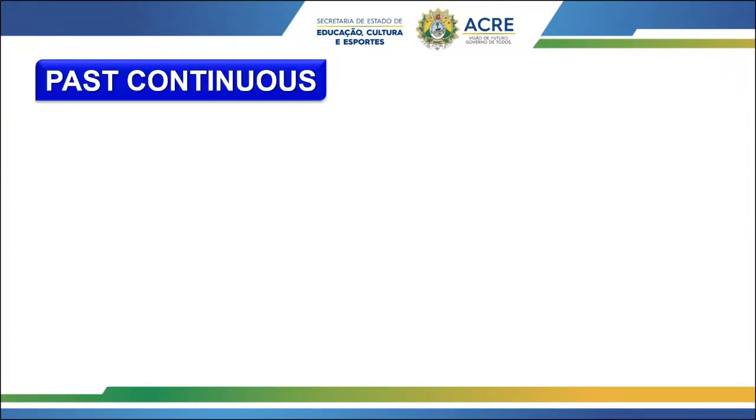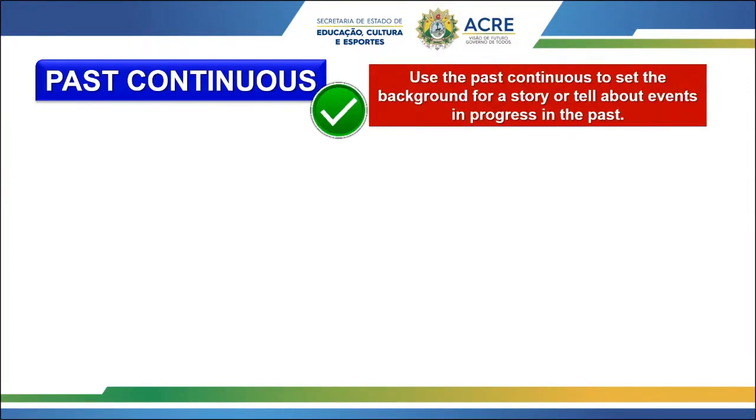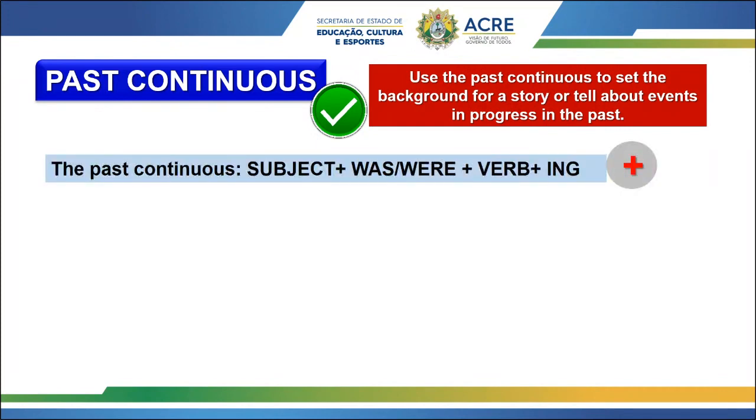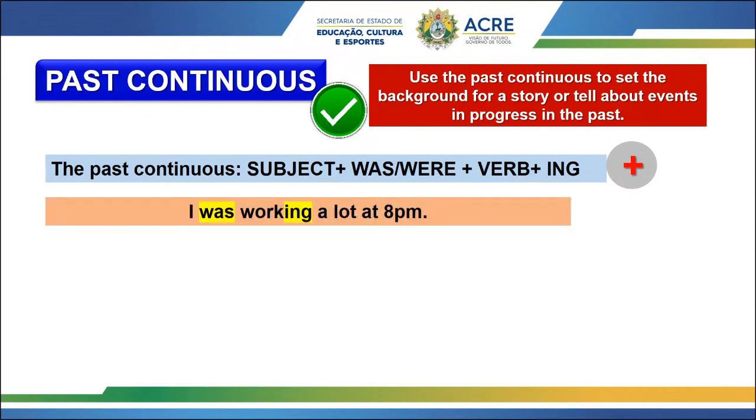Now past continuous. Use the past continuous to set the background for a story or tell about events in progress in the past. The past continuous has the subject, was or were, plus the verb in the base form, and you add ing. For example, I was working a lot at 8 p.m.